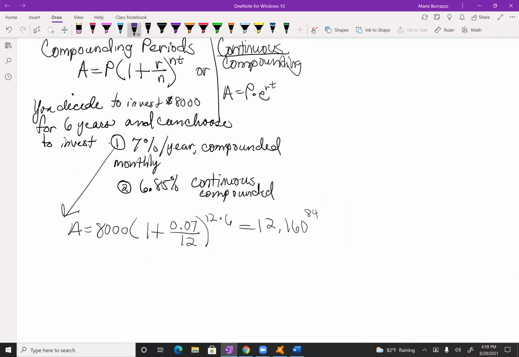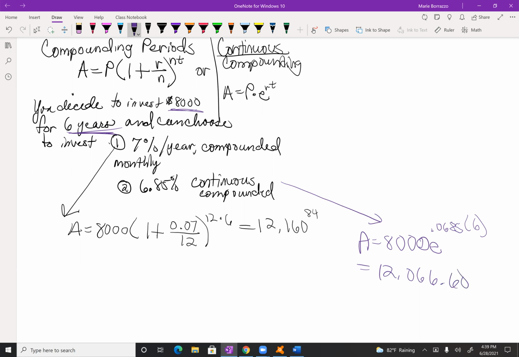Yeah. So this is what I'm getting in case anyone is falling behind on this one. So this one is simply A equals 8,000 E raised to the 0.0685 times 6. Because remember, they did give you some investment information up here that you have to use. So this one is 12,066 and 60 cents. Are we good? Are we okay? Yeah, I got those. Super.